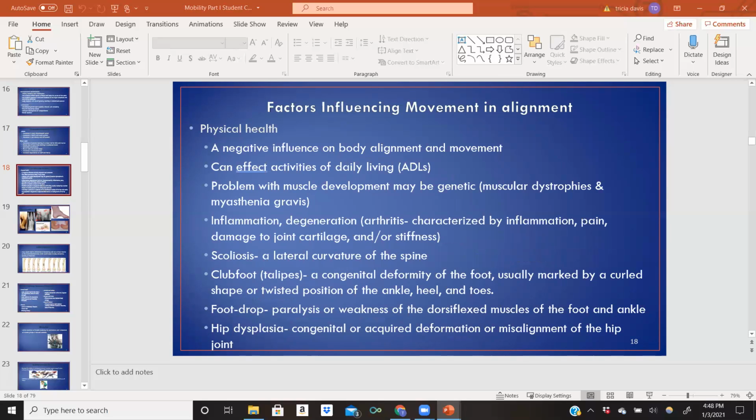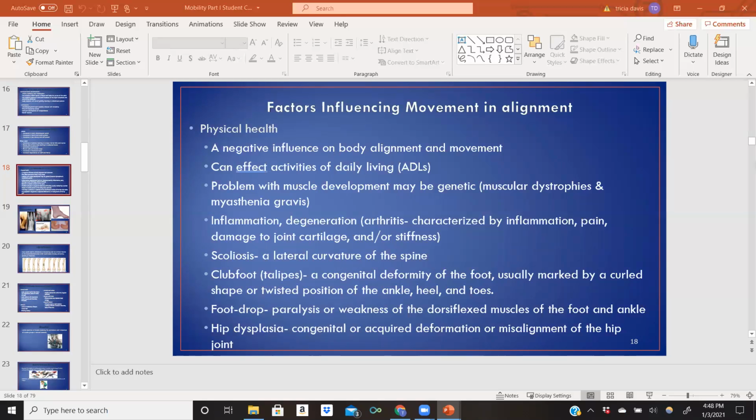So physical health, a negative influence on body alignment and movement can cause a problem. It can affect your activities of daily living. So when we say activities of daily living, we mean being able to shower, bathe, go to the bathroom, do your hair, brush your teeth, get dressed. There can be problems with muscle development, which may be genetic. So you could have muscular dystrophies and myasthenia gravis. You could have inflammation and degeneration like arthritis, which is characterized by inflammation, pain, and damage to your joint cartilage and or stiffness. That affects our mobility.